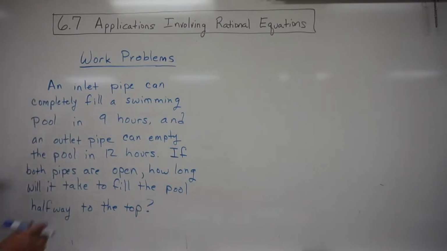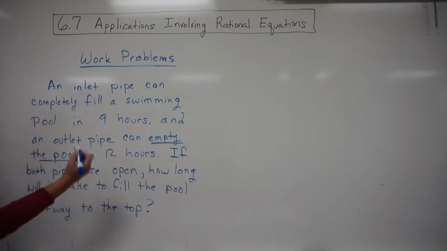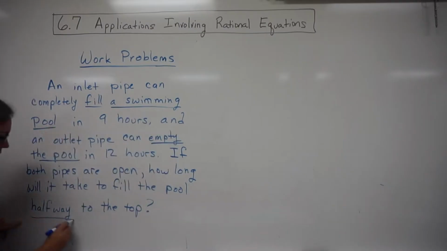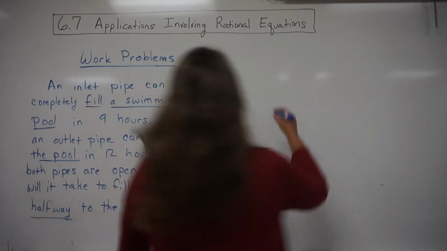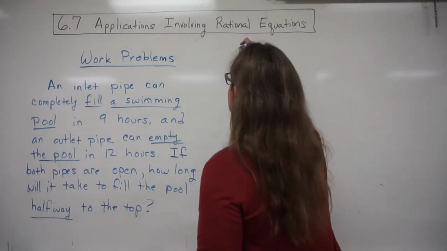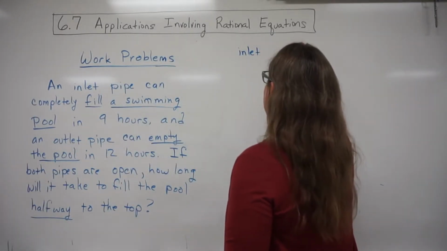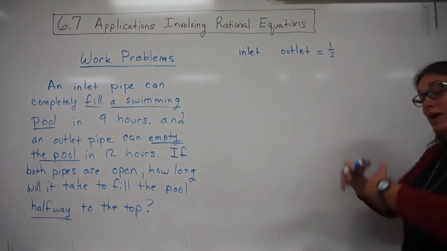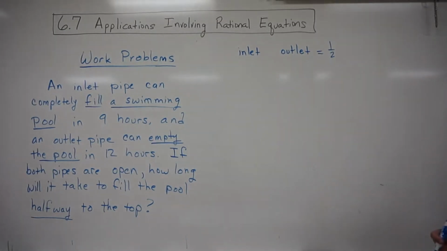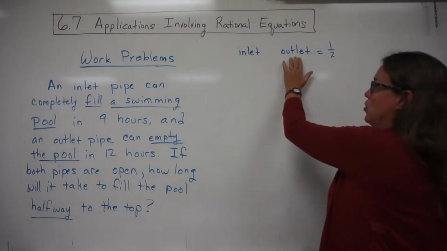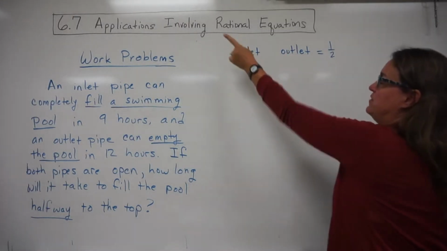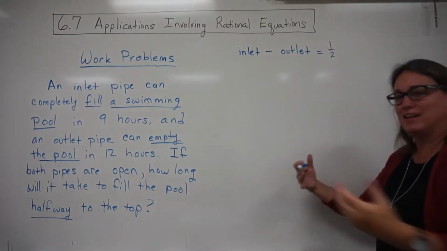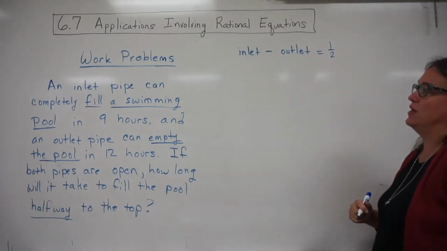So up here, the thing can empty the pool, the whole pool. This one can fill a swimming pool, but we're asking about halfway. So when we combine, inlet and outlet both working, we want the job that's accomplished to be 1/2 of the full job of filling the pool. But because the outlet is draining while the inlet is filling, these are doing the opposite actions, and so we're going to subtract rather than adding. They're not combining their work, they're working against each other.